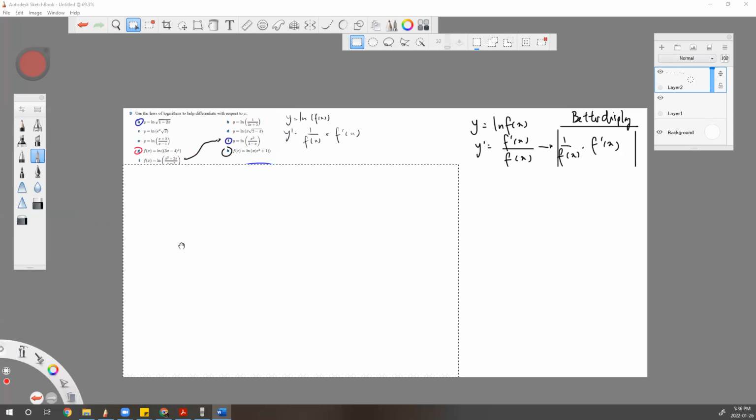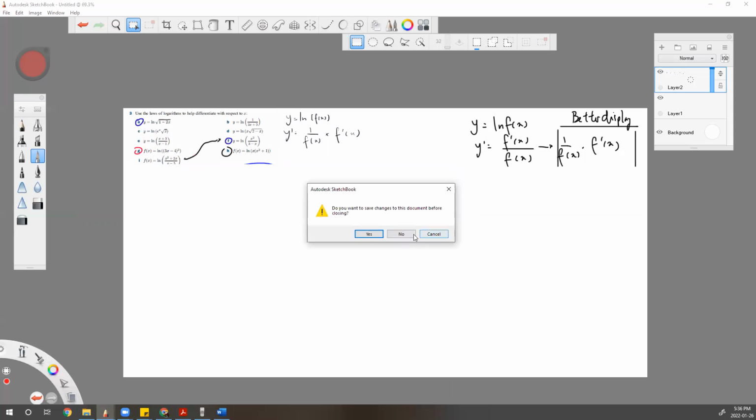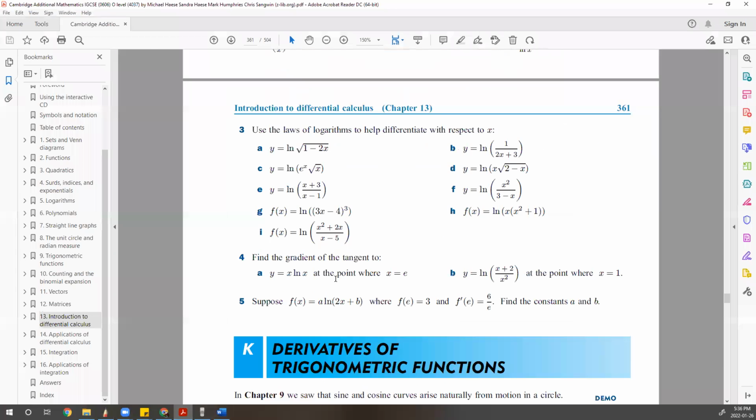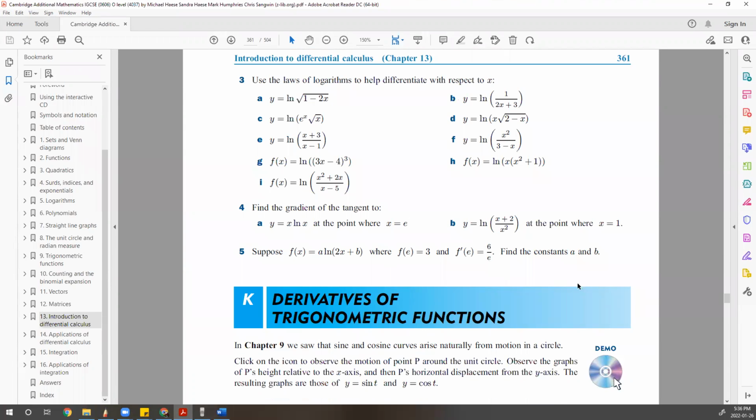Okay, let's do the next part. Gradient, e power where x equals e. Okay, you can use it like that, e power 1 and so on.